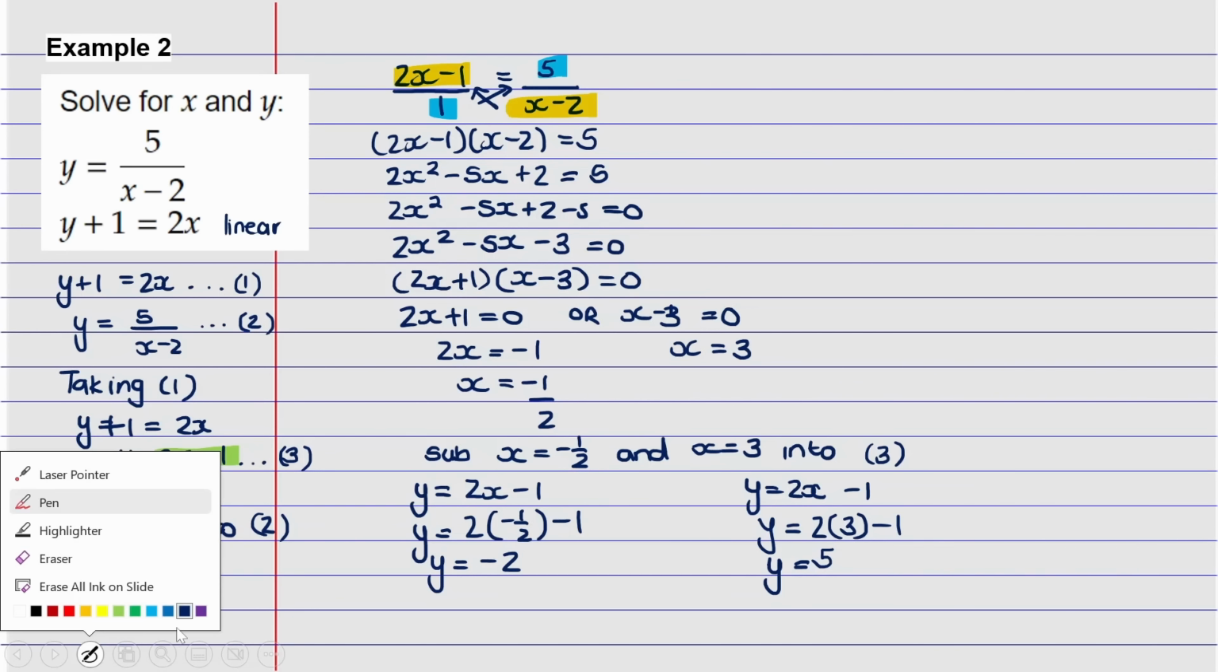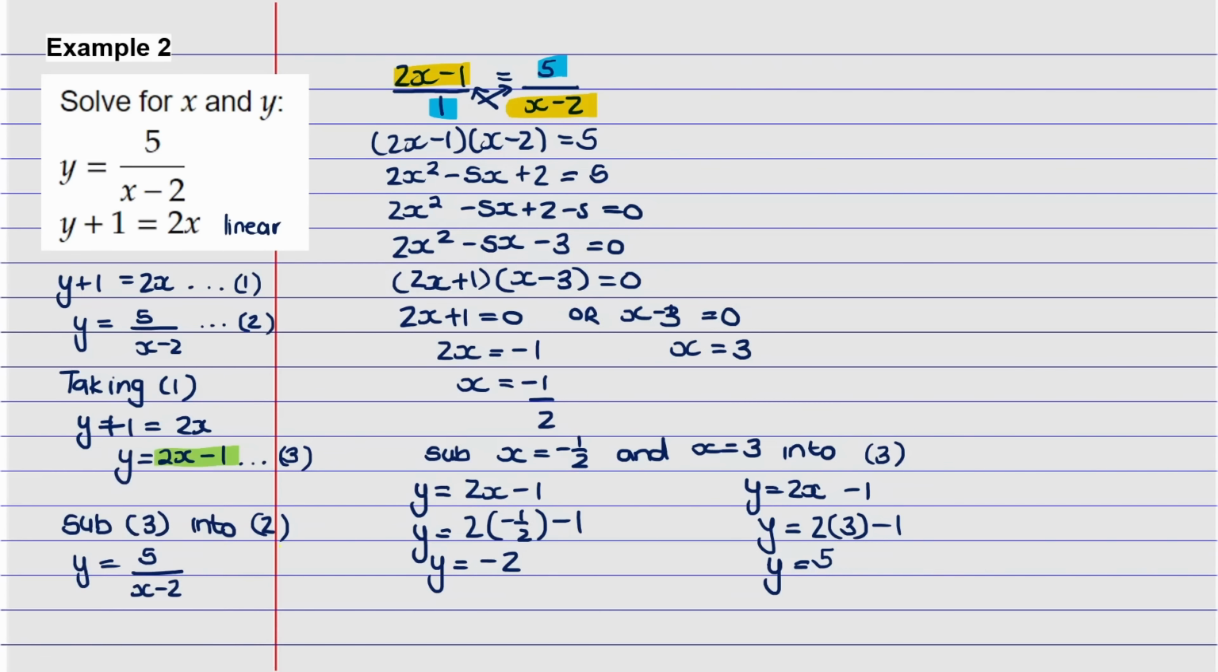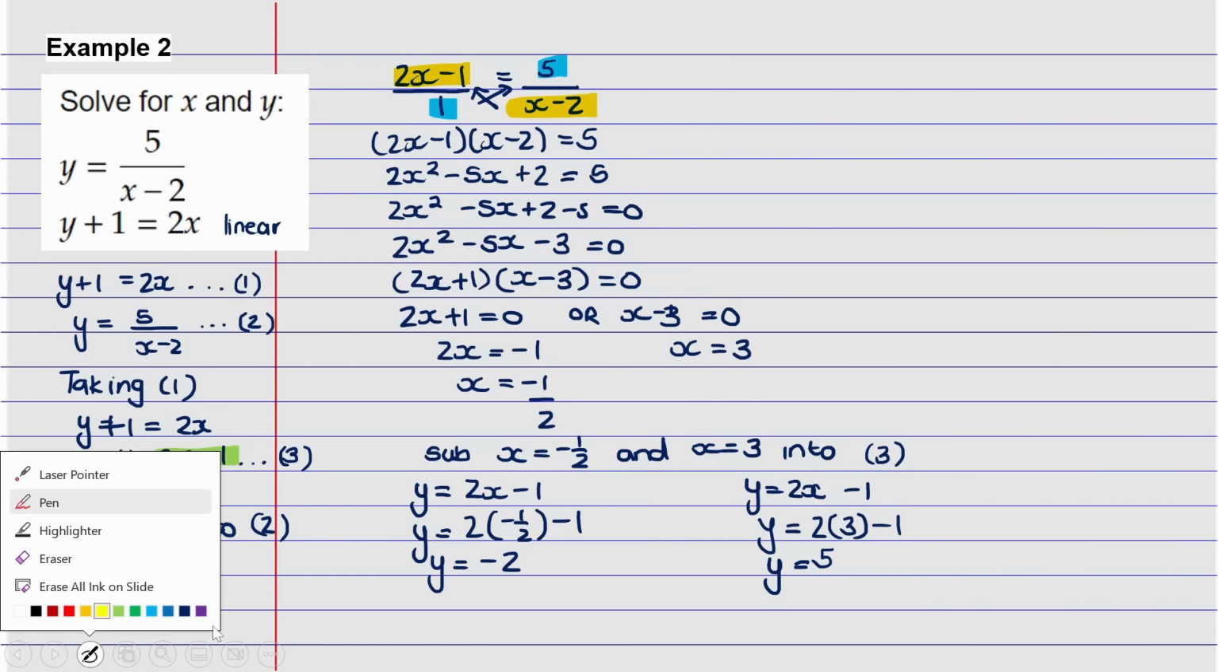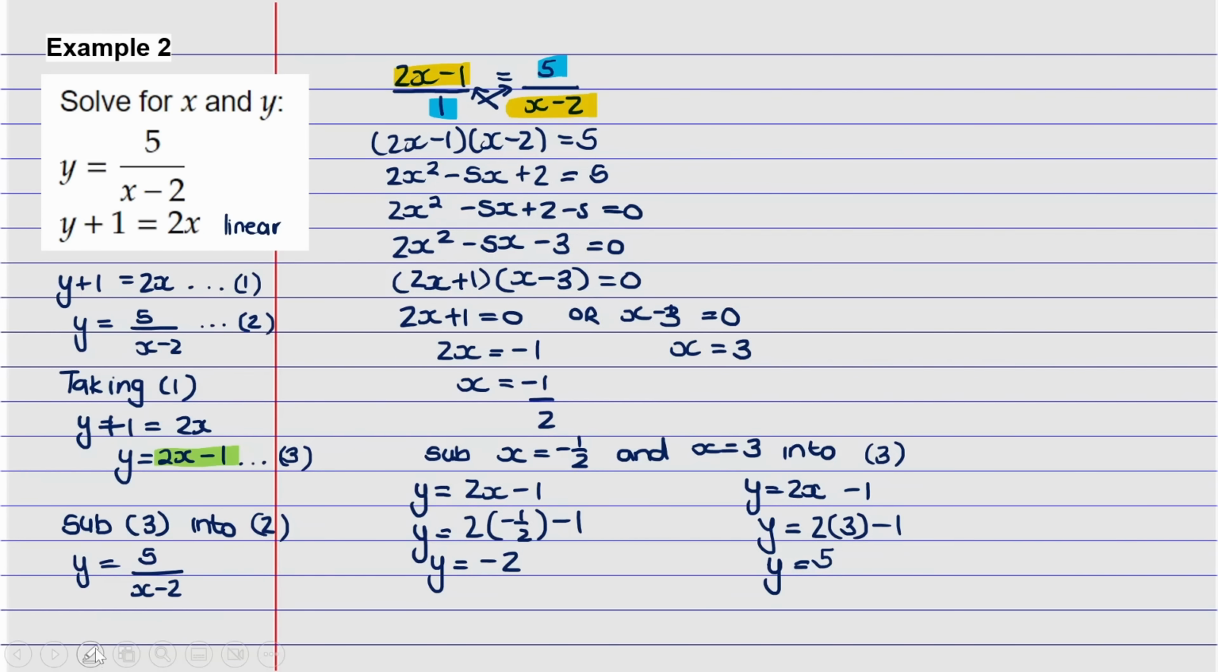I'm just going to highlight them. So your final answers are going to be this one. Let me just change my color. It's going to be this one: x is equal to half, and x is equal to 3, also y is equal to negative 2, and y is equal to positive 5. So this would be your final answer for this question.